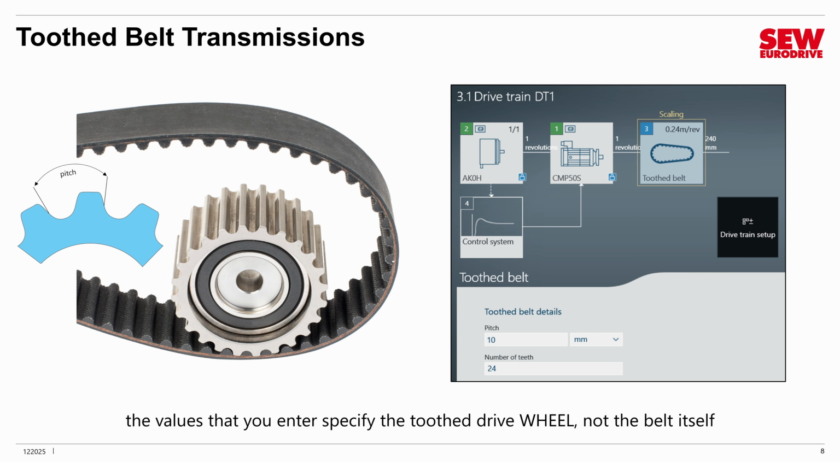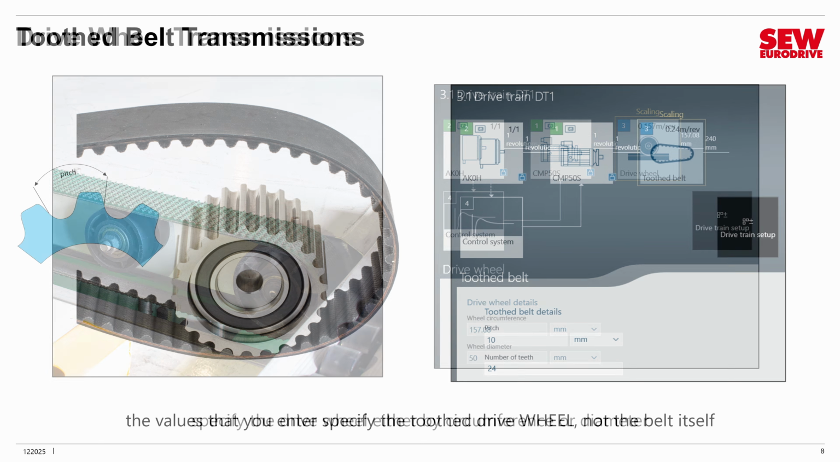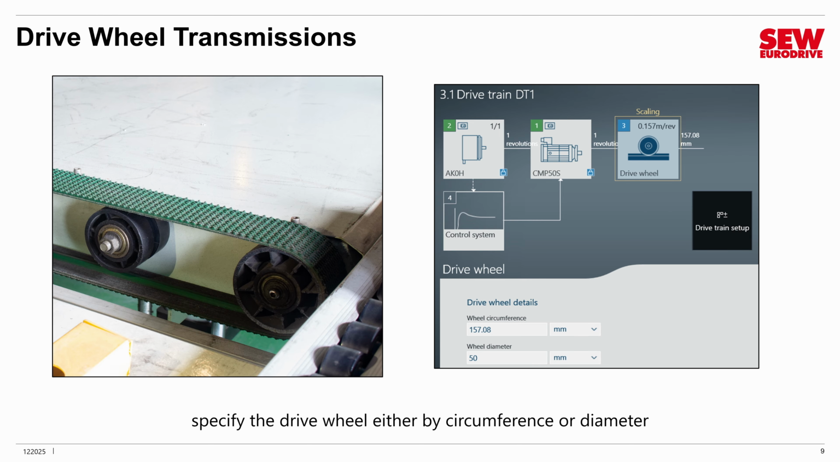If you're using a toothed belt for a transmission, then you need to enter two pieces of information. You need to enter the number of teeth on the drive wheel and the pitch. And this pitch is metric pitch, which is the distance in millimeters from tooth to tooth. If you're using a drive wheel, you may enter the information either as a wheel diameter in millimeters or the wheel circumference in millimeters. Again, it's up to you. Whichever one you don't enter will be calculated from the one you do enter.